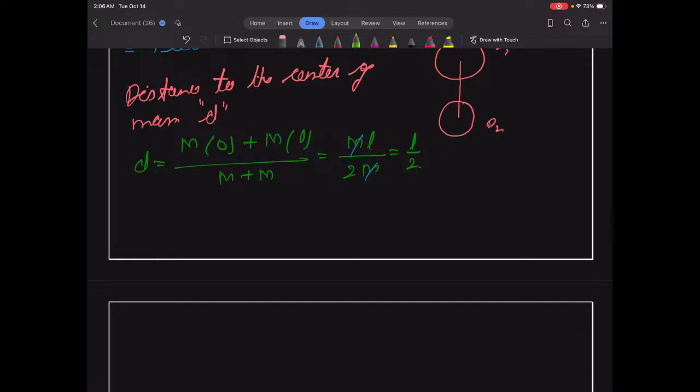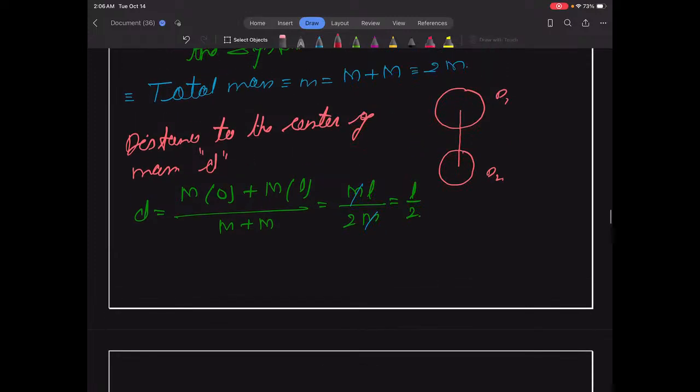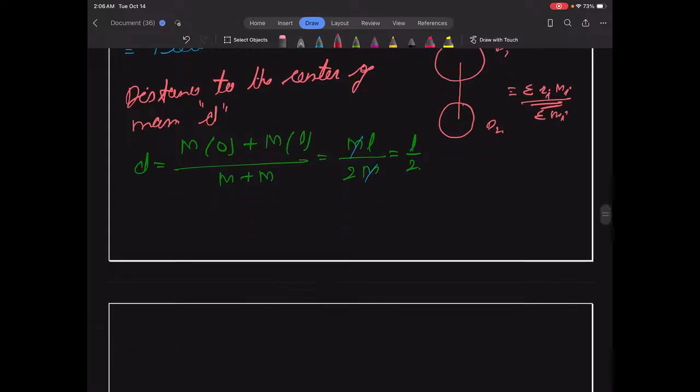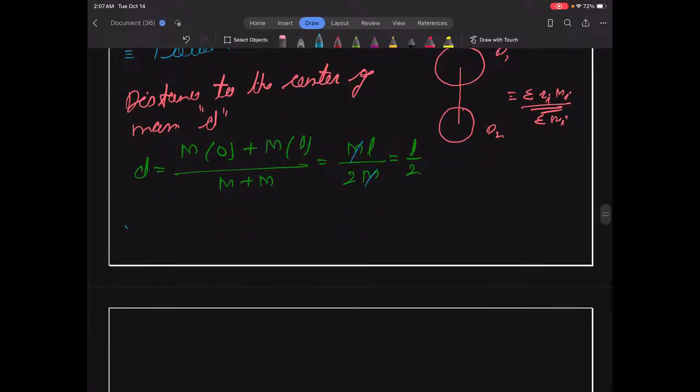So this is nothing but a general formula, which we know is equal to the summation of the product of r i and m i, divided by the summation of the masses. So this is the general formula to find the distance of our center of mass. Now let's find out the moment of inertia I about the pivot.